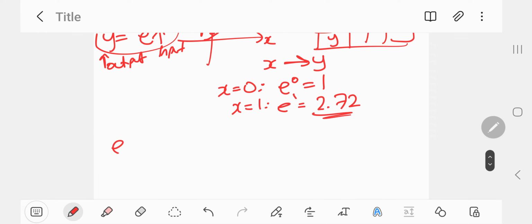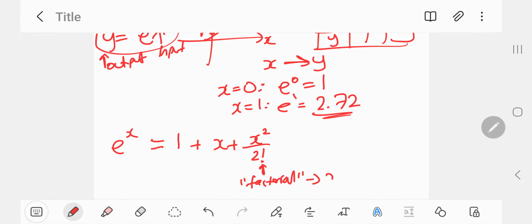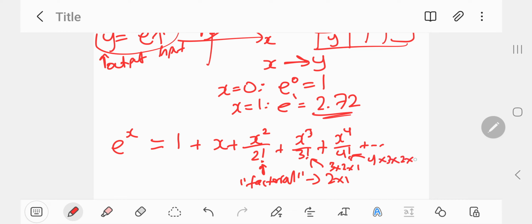We can also express e to the x as an infinite series. It's equal to 1 plus x plus x squared over 2 factorial, plus x cubed over 3 factorial, plus dot dot dot, so x to the 4 over 4 factorial, and so on. The exclamation mark means factorial. 2 factorial is 2 times 1. 3 factorial is 3 times 2 times 1. 4 factorial is 4 times 3 times 2 times 1. It's just multiplying backwards. Think of it that way.